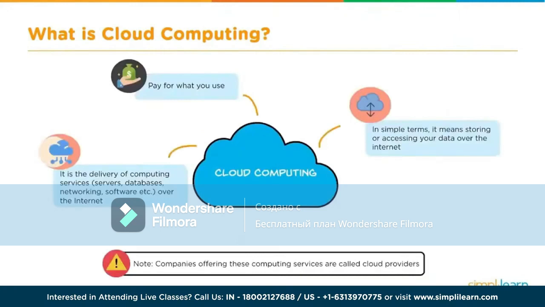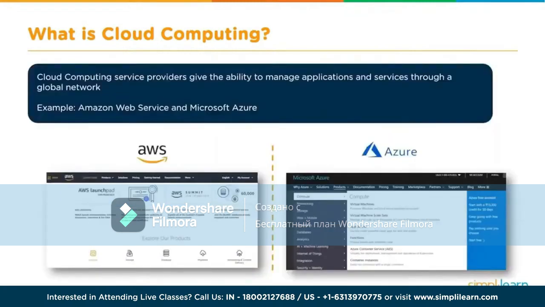Cloud computing is also storing our data on the internet from anywhere and accessing our data from anywhere throughout the internet. And the companies that offer those services are called cloud providers. Cloud computing is also being able to deploy and manage our applications, services, and network throughout the globe and manage them through the web management or configuration portal. In other words, cloud computing service providers give us the ability to manage our applications and services through a global network or internet. Examples of such providers are Amazon Web Services and Microsoft Azure.